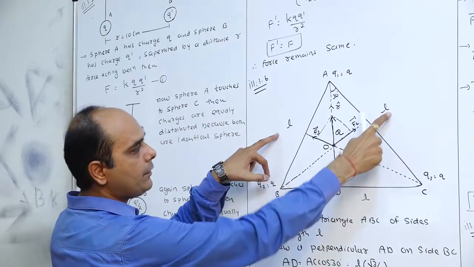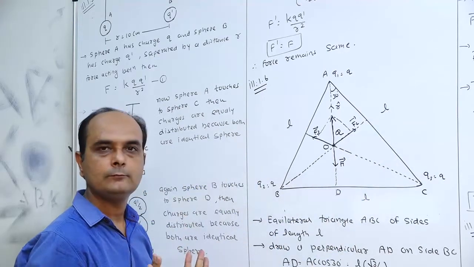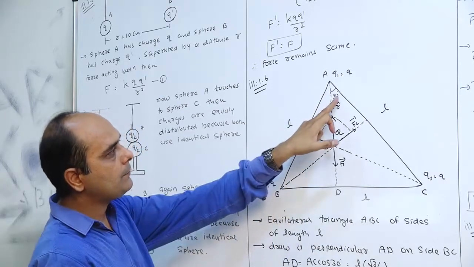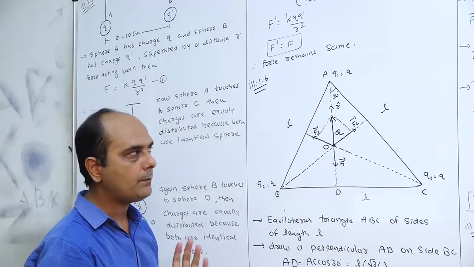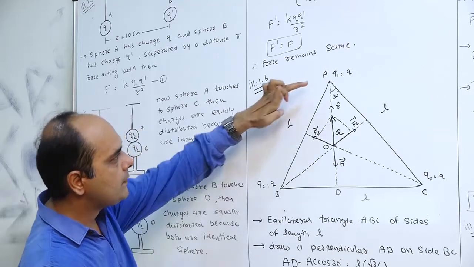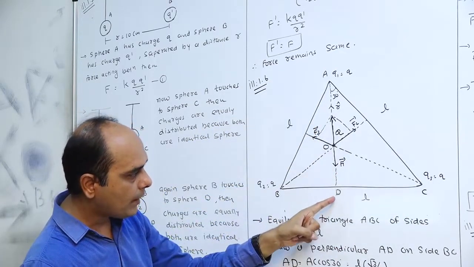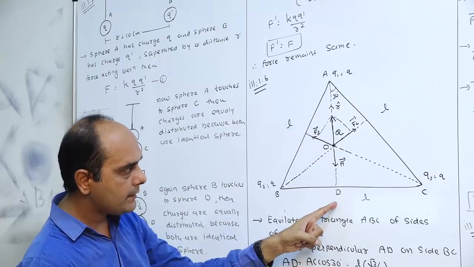The length of each side of the triangle is L. It is an equilateral triangle, so the total angle is 60 degrees. Therefore, half of the angle is 30 degrees. This is called A, B and C. This is the bisector or perpendicular, called AD.